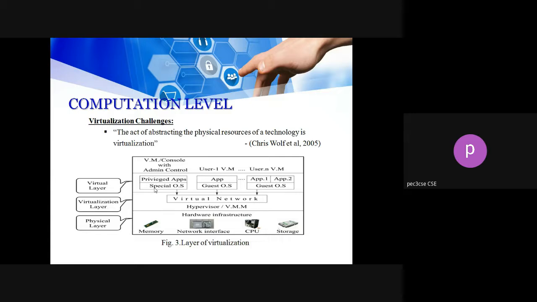So we have to avoid that single point of failure attack by concentrating on the virtualization layer. We have to focus on that. Then comes the physical layer.